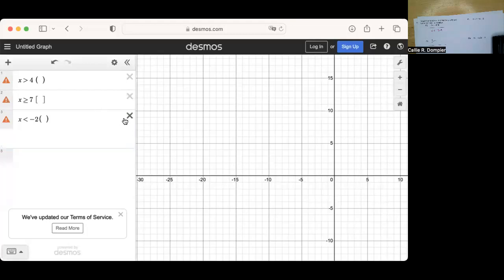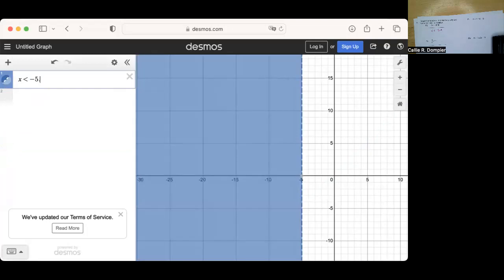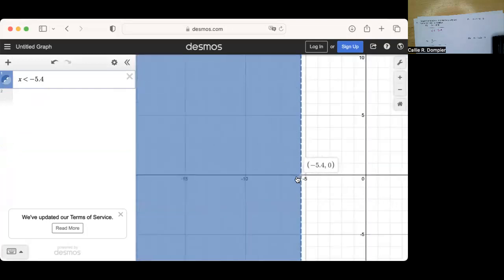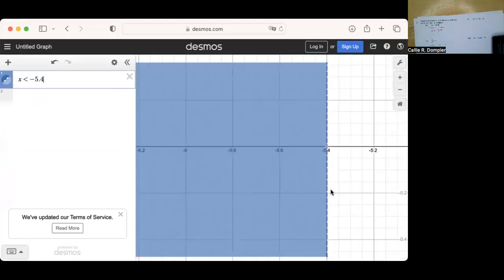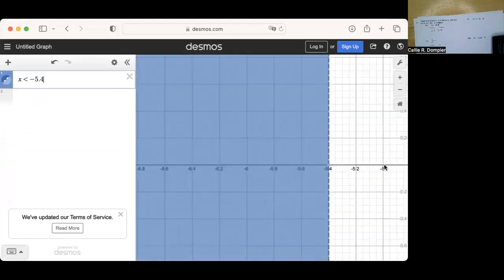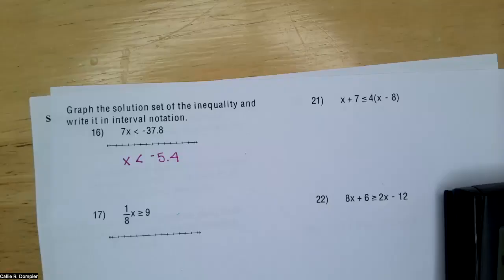All right, so we've got x is less than negative 5.4. And then go ahead and zoom in. You can see it's between negative 5 and negative 6. And it's almost right in the middle between negative 5 and negative 6. So don't hesitate to use Desmos if you need it.